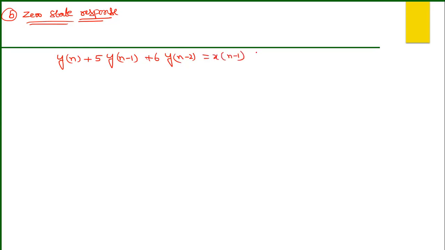Zero state response. That means zero state response means we need to consider the input also. Now again I will write that. What is the expression given? y of n plus 5 into y of n minus 1 plus 6 into y of n minus 2 is equal to x of n minus 1 plus 2 times x of n.